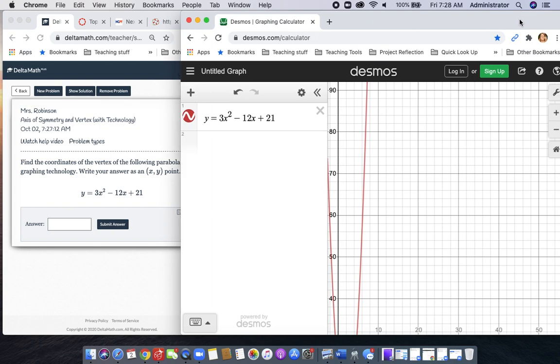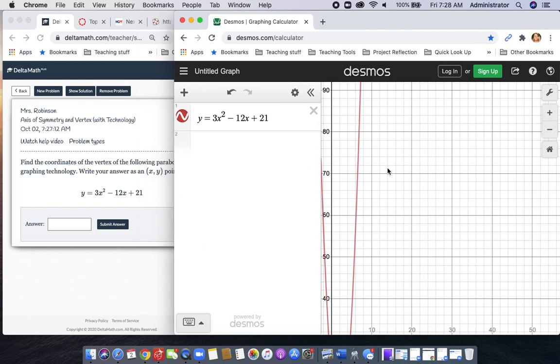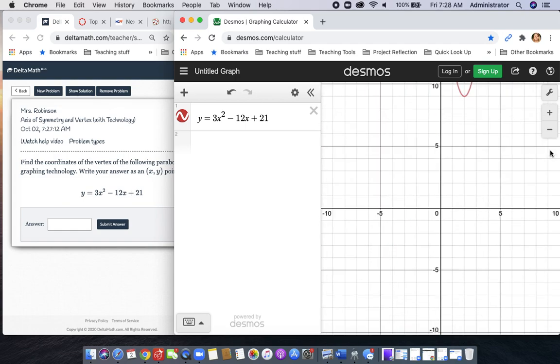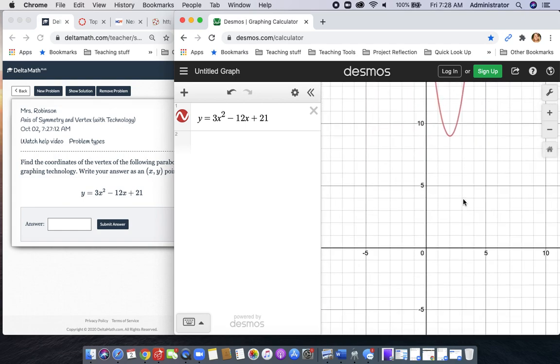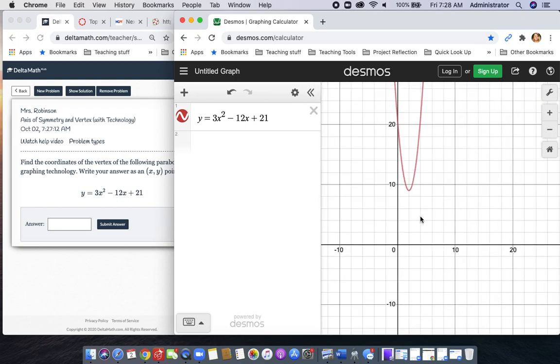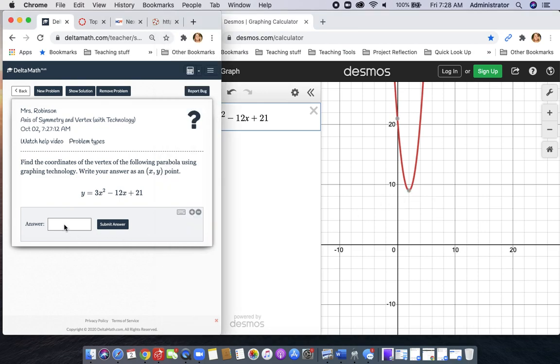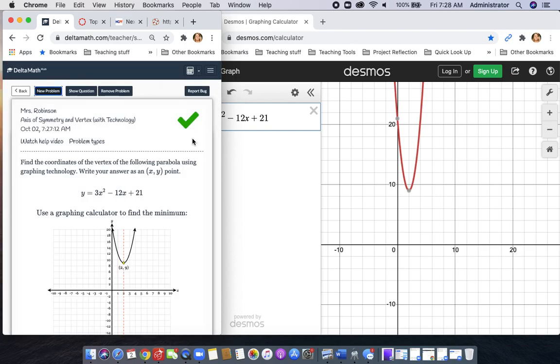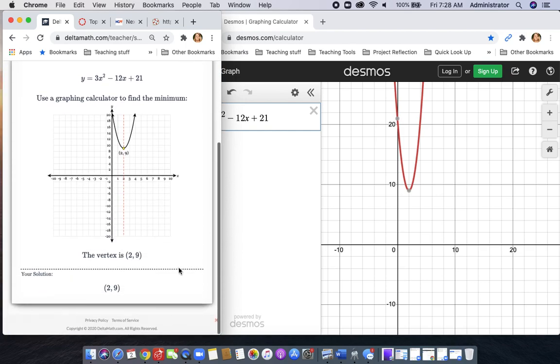One of the things you can do also after you've manipulated a window and you want to just reset it is hit this default zoom, and it'll send us right back here to like a smaller window. There is my vertex. So I'm going to hover over it, and it says 2, 9. So I'm going to type in the ordered pair 2, 9. All right, and that's it.